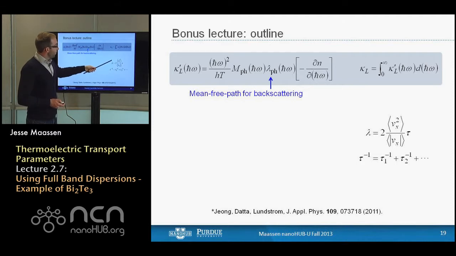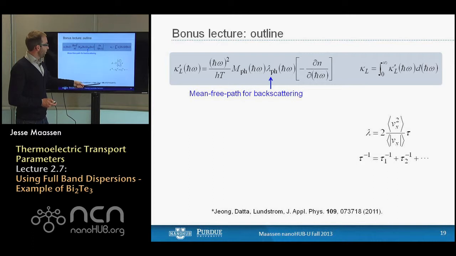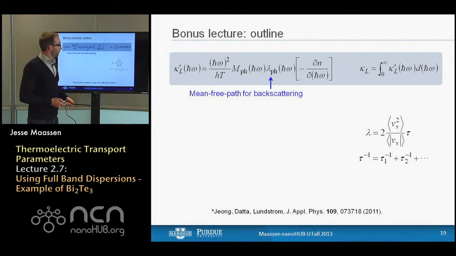In this case, the mean free path for backscattering in general is given by 2 times this ratio of average velocities, which is defined in this paper here if you're interested, times the scattering time, tau. If you have many scattering mechanisms, which is pretty common for phonons, you need to add them up in this Matthiessen-type addition, where you add up the inverse of each scattering time.